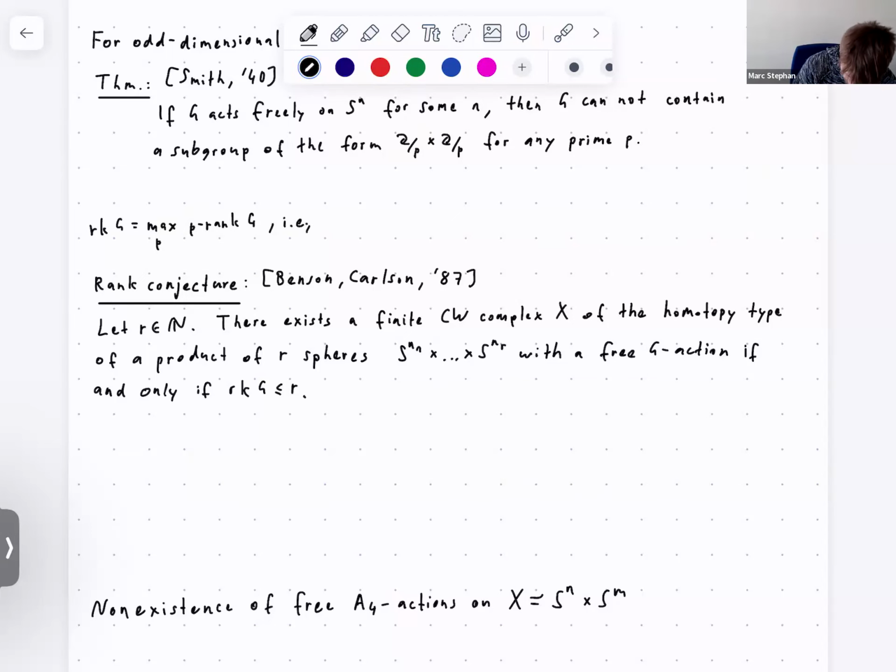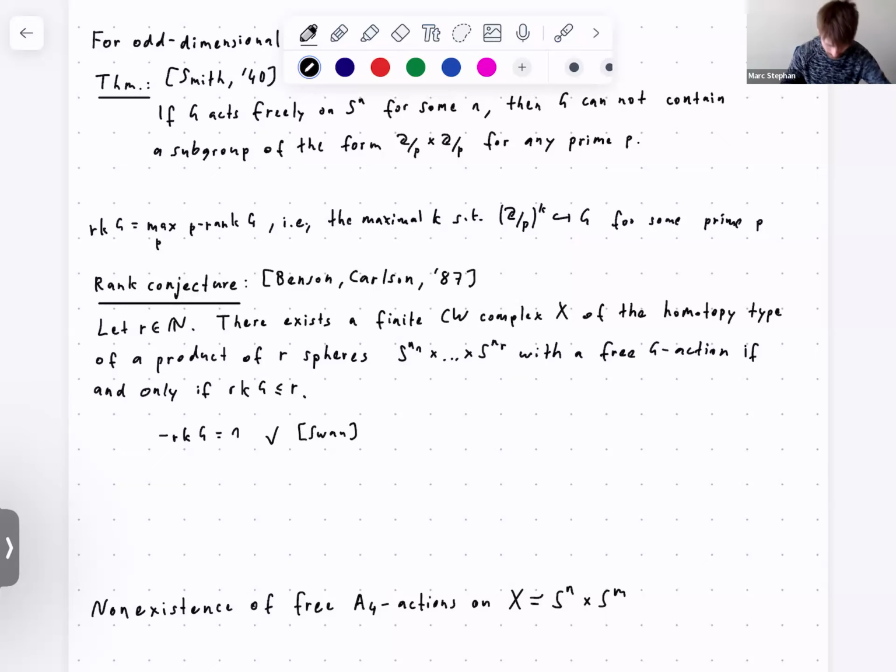i.e. the maximal k such that C_p to the k embeds as a subgroup into G. And at this point, the conjecture was already known in the case of rank 1. This is by the result of Smith together with work of Swan for the other direction.